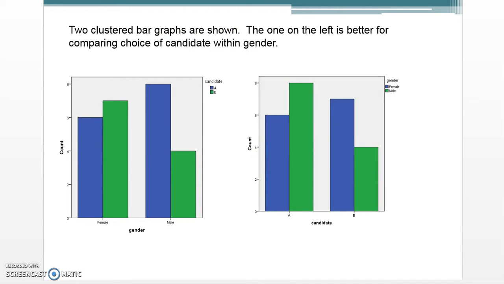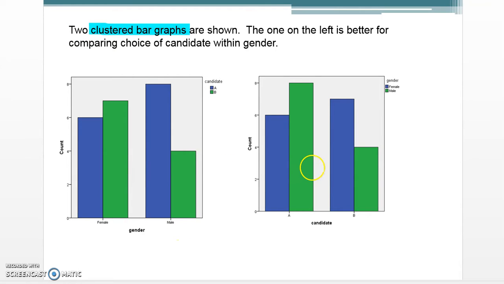All right, so next let's talk about the corresponding graph when you're looking into two categorical variables. For the graphs, we're going to look at something like a bar graph, but since we have two variables, gender and candidate, we call this a clustered bar graph.